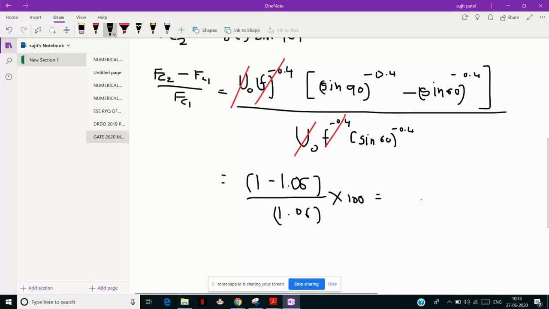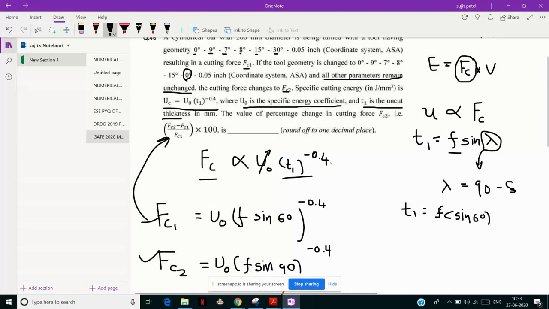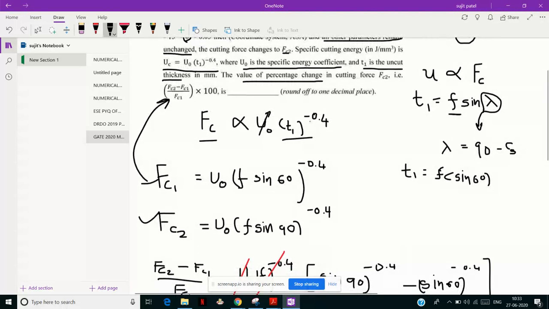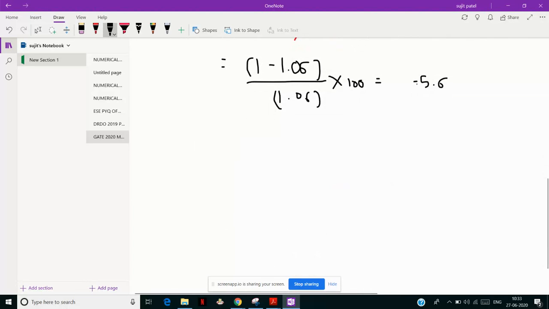So when we calculate this, we will get minus 5.6%, because here we have to find the value of percentage change. And we have to round off up to one decimal place. The answer is coming minus 5.58, so we round off to minus 5.6 percent.